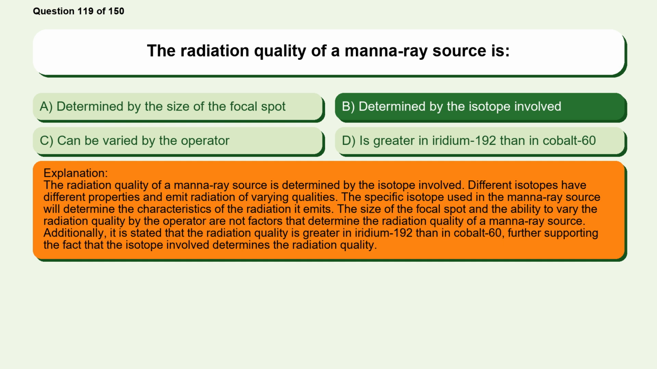The radiation quality of a gamma ray source is determined by the isotope involved. Different isotopes have different properties and emit radiation of varying qualities. The specific isotope used in the source will determine the characteristics of the radiation it emits. The size of the focal spot and the ability to vary the radiation quality by the operator are not factors that determine the radiation quality of a gamma ray source. Additionally, it is stated that the radiation quality is greater in iridium-192 than in cobalt-60, further supporting the fact that the isotope involved determines the radiation quality.